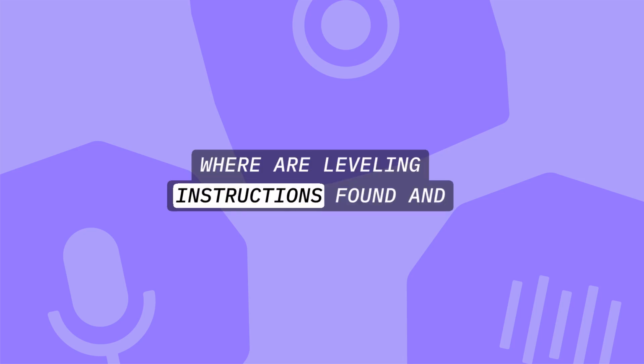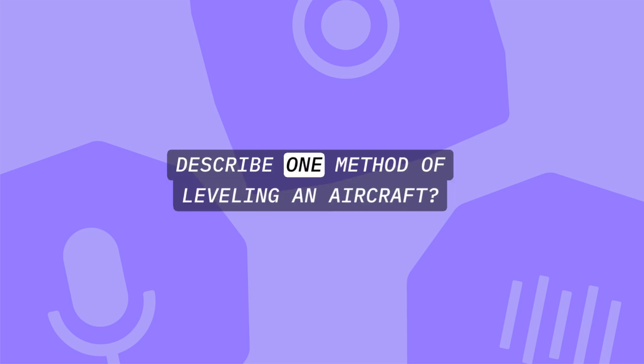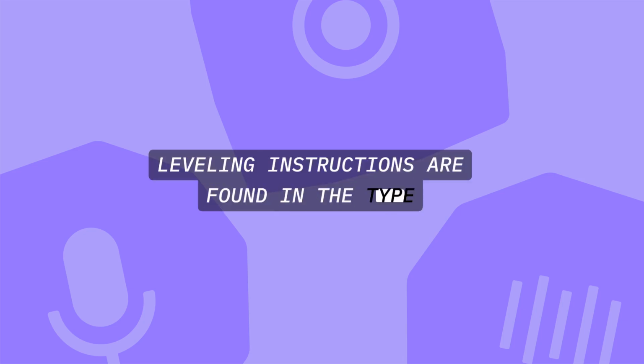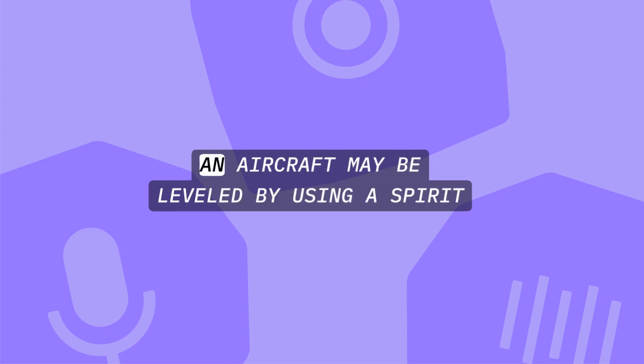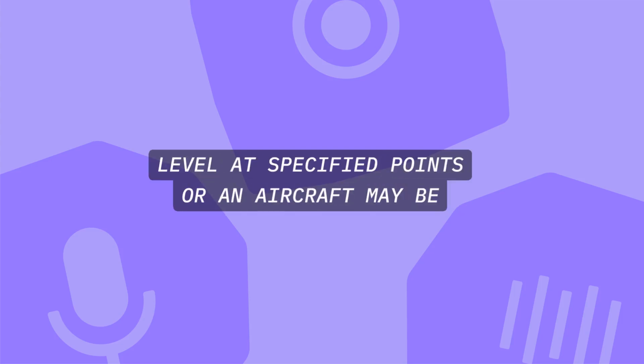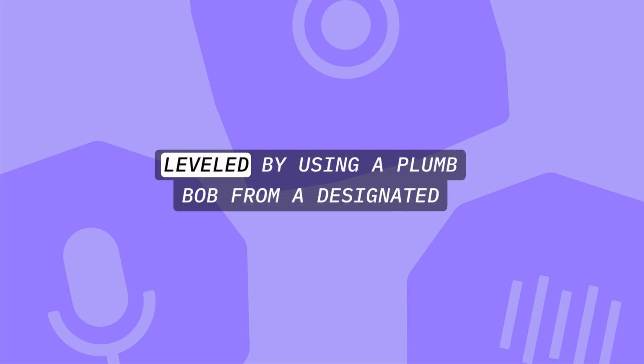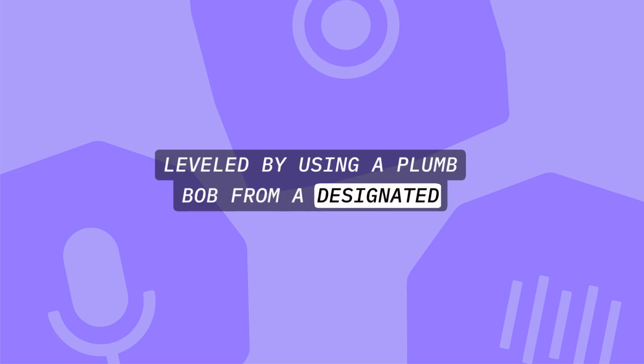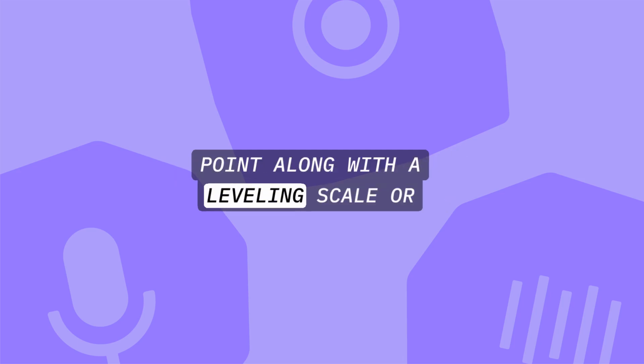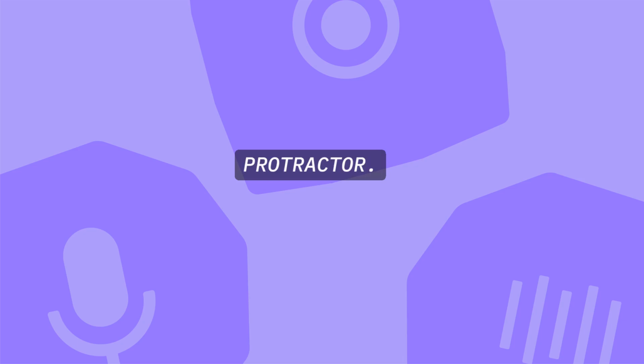Where are leveling instructions found? And describe one method of leveling an aircraft. Leveling instructions are found in the type certificate datasheet. An aircraft may be leveled by using a spirit level at specified points, or an aircraft may be leveled by using a plumb bob from a designated point along with a leveling scale or a protractor.